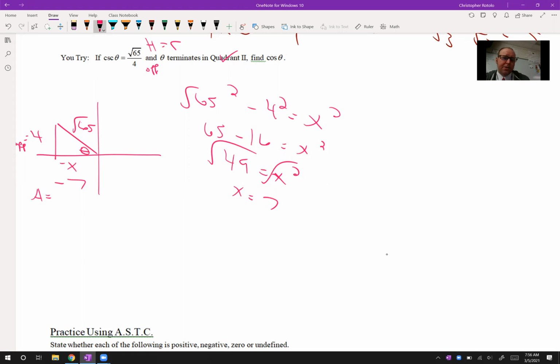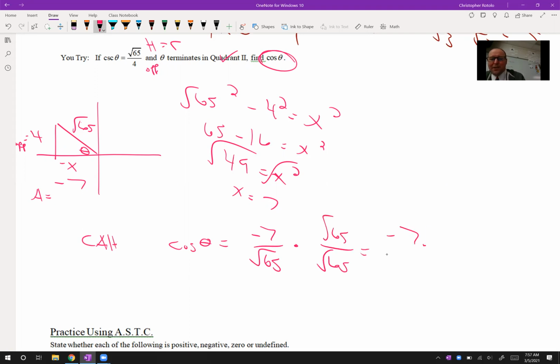So what are we after? I lost track. Oh, cosine. All right, so cosine of theta, the adjacent side, well, that's negative 7 over the hypotenuse, root 65. It's a little formality from here because 7 and 65 don't have anything in common. All right, so cosine of theta, right? So we started with root 65 over 4, identifying the hypotenuse and opposite.